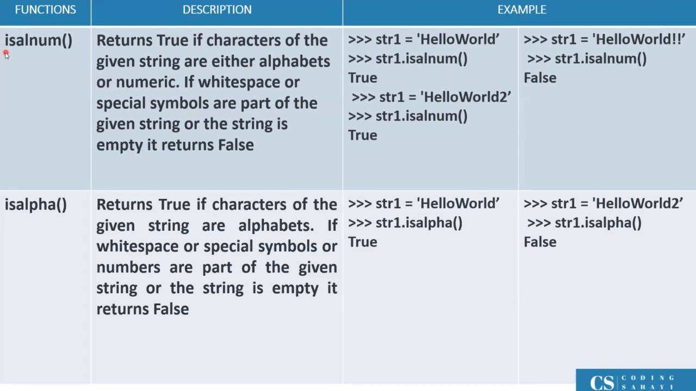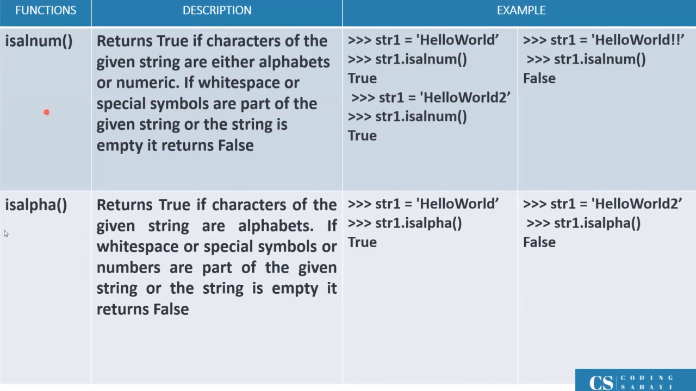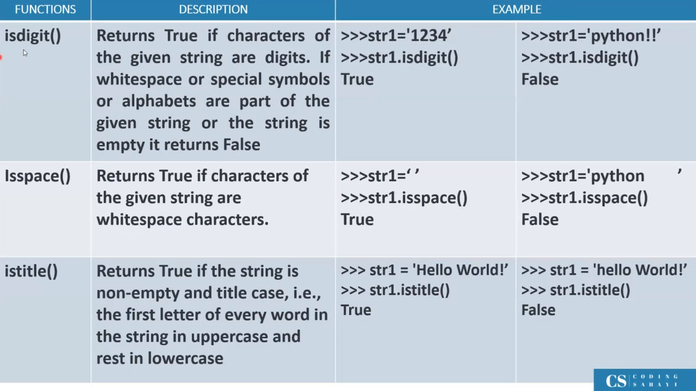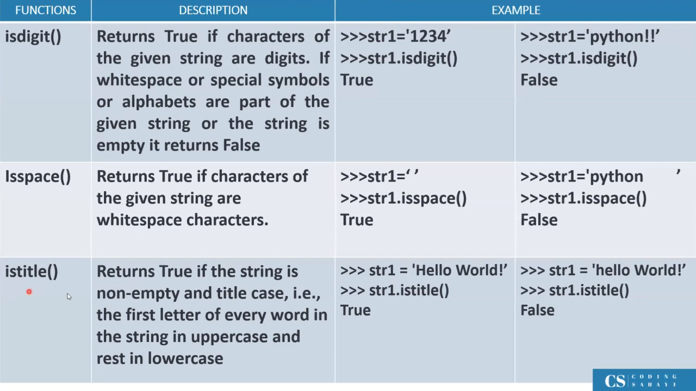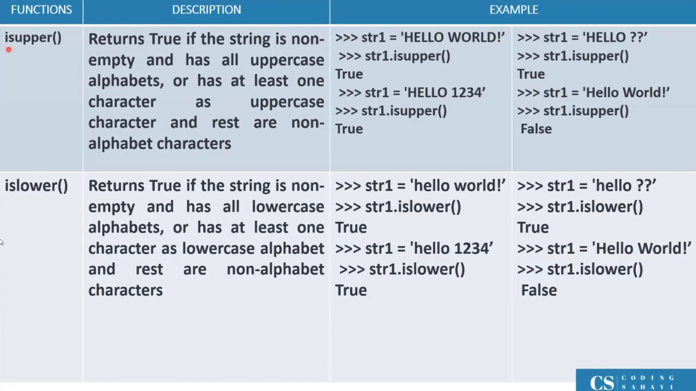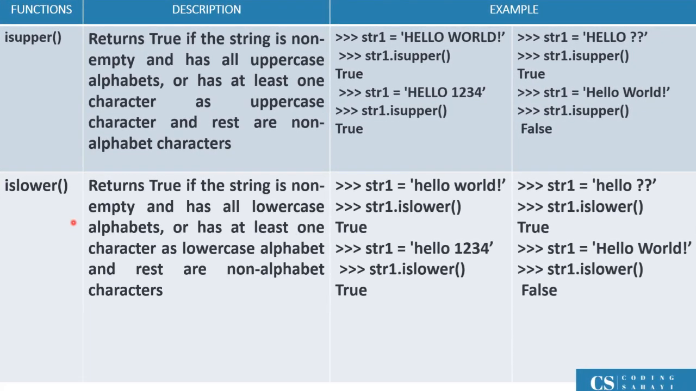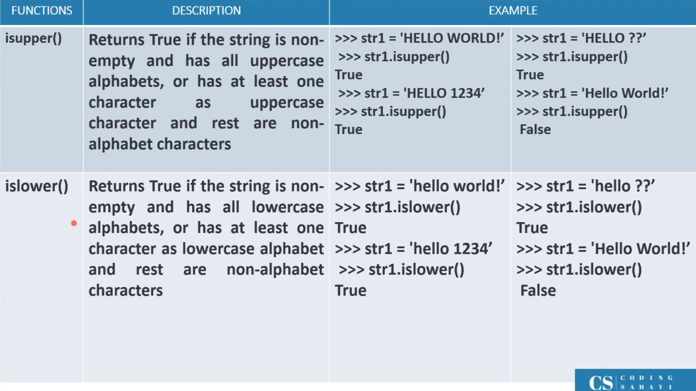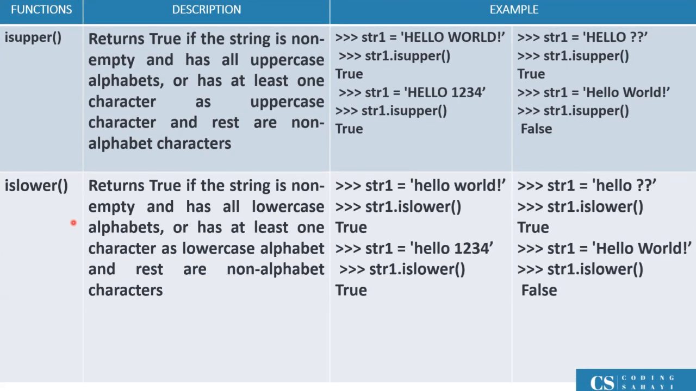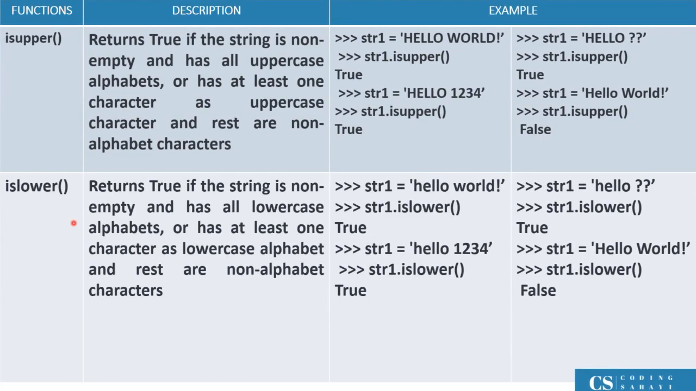Next we have some functions like isalnum, isalpha, then isdigit, isspace, and istitle. In the same way, isupper, islower. All these functions check whether the string is upper or not, lower or not, digit or not. So here also it is returning true or false. So let's directly do this in the Python editor.